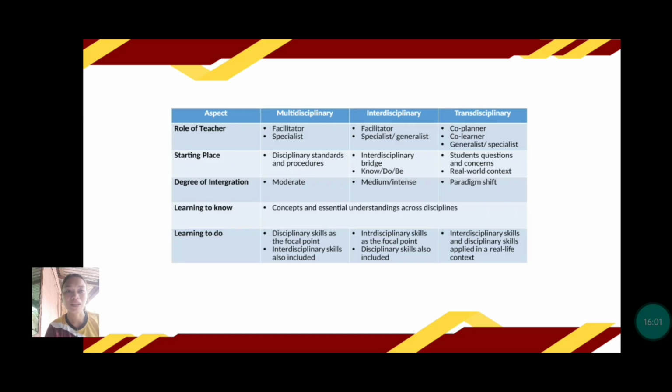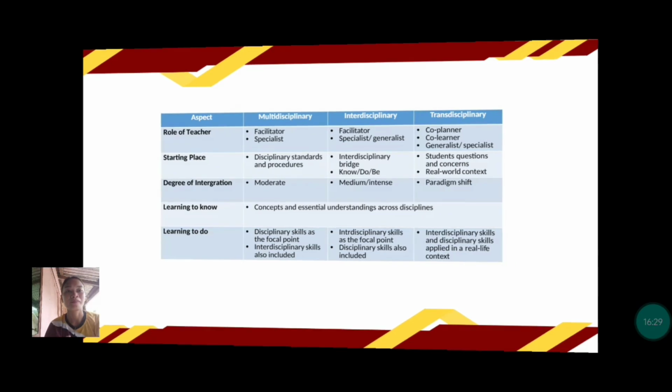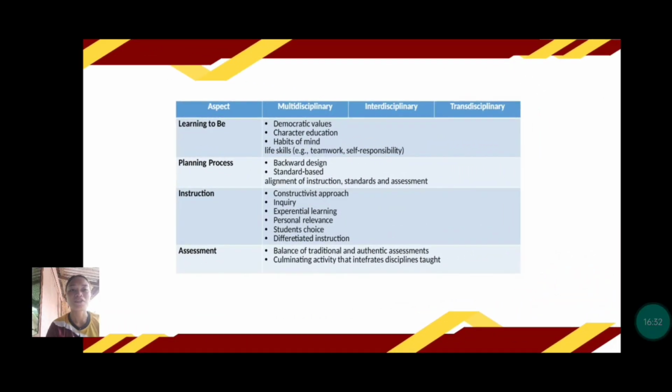In the learning to know aspect, concepts and essential understanding across disciplines. Next is the learning to do aspect. In multidisciplinary, disciplinary skills as the focal point, interdisciplinary skills also included. While in interdisciplinary, interdisciplinary skills as the focal point and disciplinary skills also included. While in the transdisciplinary approach, interdisciplinary skills and disciplinary skills applied in real-life context. In the learning to be aspect, democratic values, character education, habits of mind, life skills like teamwork and self-responsibility.